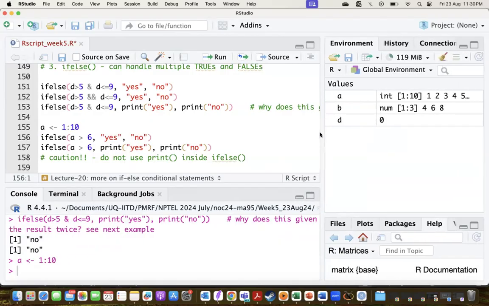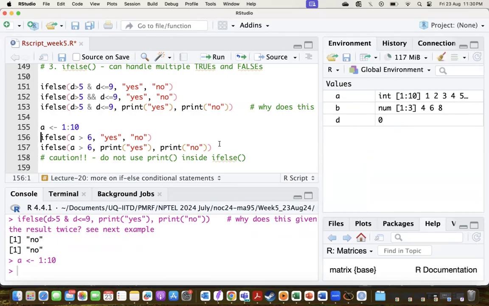Sorry to interrupt. Actually, the line 153, if else d greater than 5 and d less than or equal to 9, it's a false statement, right? Yes. So if you are writing print yes and print no, I'm just giving it a try. According to this condition, our print no is correct, right? But we are writing two prints, so it might be happening because we are writing two prints, that's why it's given no or what? I don't know.